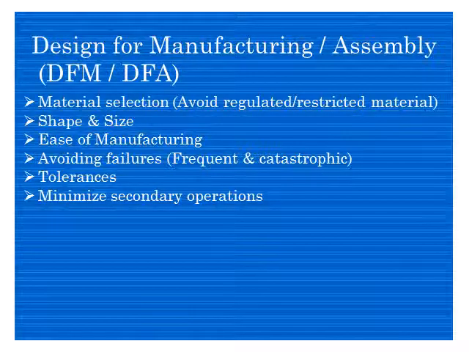The design for manufacturing and design for assembly. Now, what are the different things we need to worry about? Material selection: avoid regulated, restricted material. First, what should the material be? While selecting a material, you can have metals, you can have different plastics. So many choices you have.